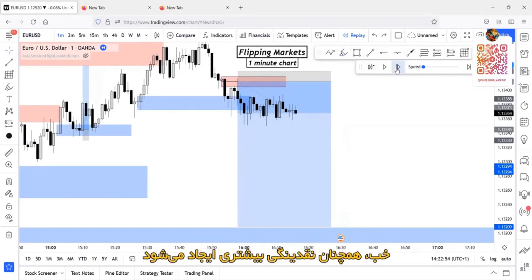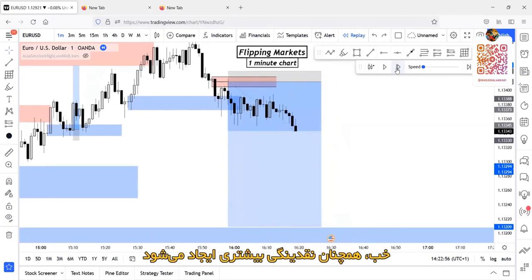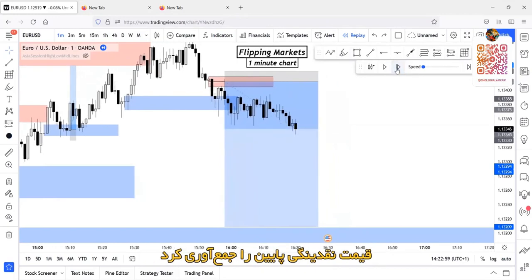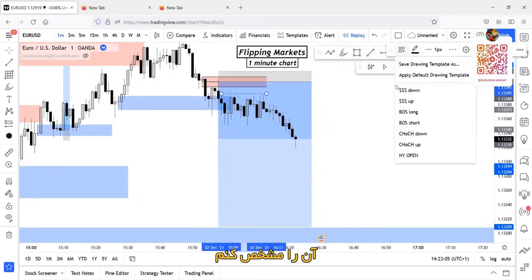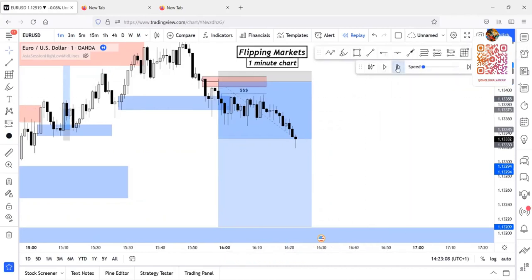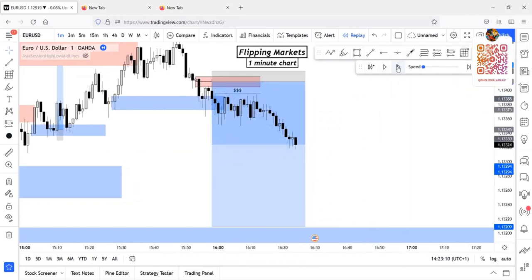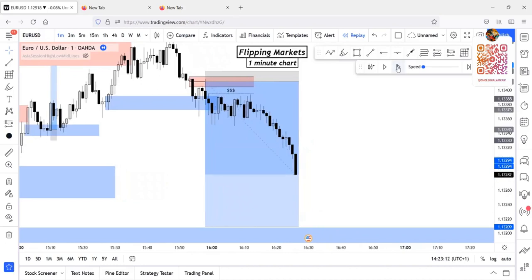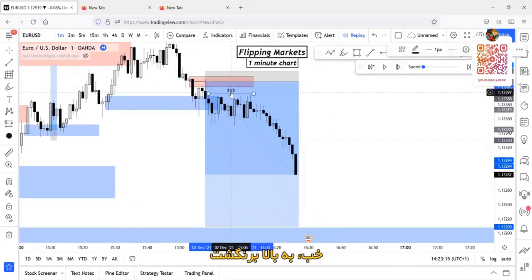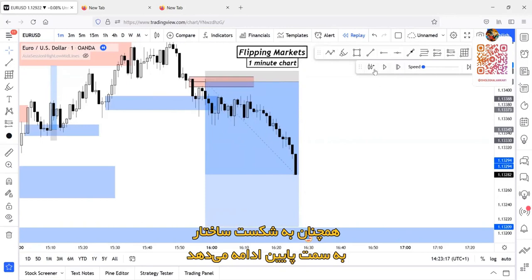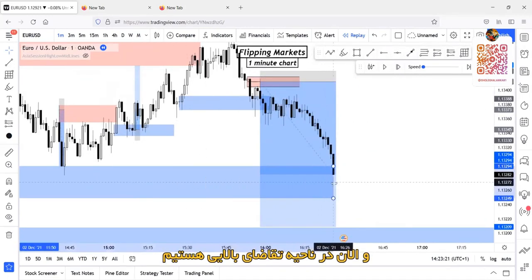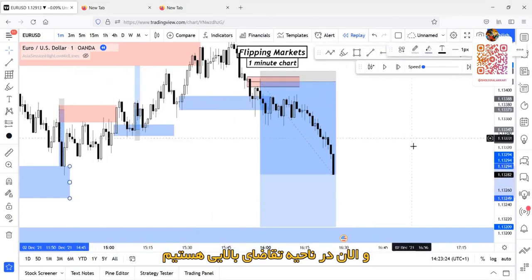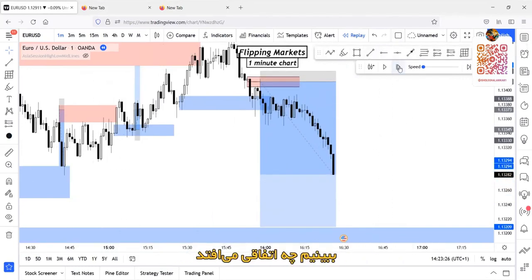Okay, more liquidity, more liquidity, more liquidity. Price fed the downside liquidity. Maybe it will come up for the upside liquidity here. Let me just mark it. Okay, it won't come back up. It just keeps breaking structure to the downside. And we are currently in the upper demand zone, as you can see.